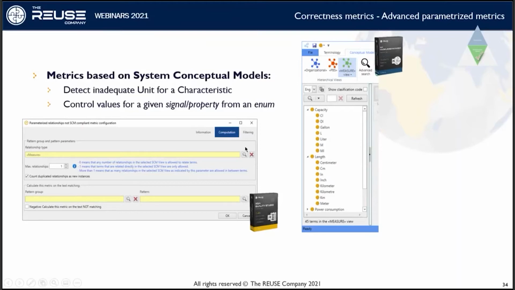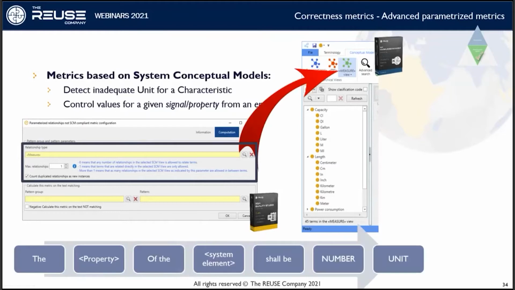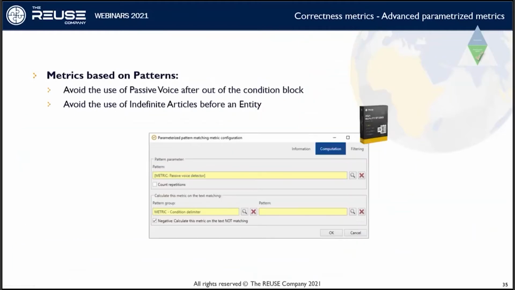And of course, as in any computation tab, we also have the matching pattern part here on the bottom part of the window, which allows you to count only when we match a pattern. So what we saw just before. Then we have the pattern matching metrics.